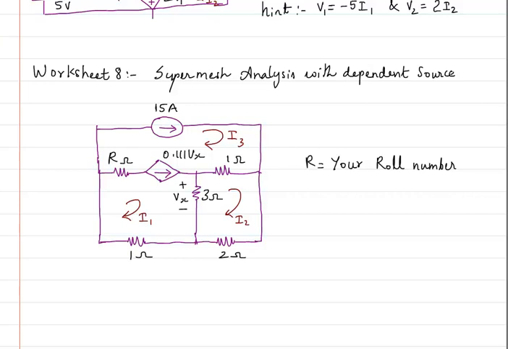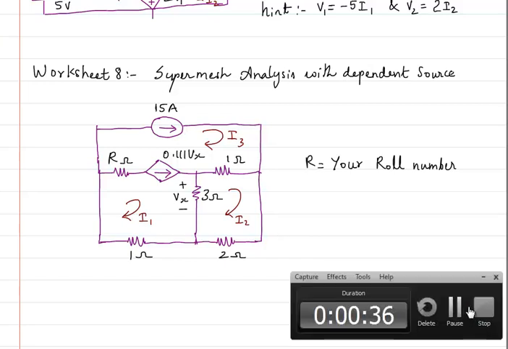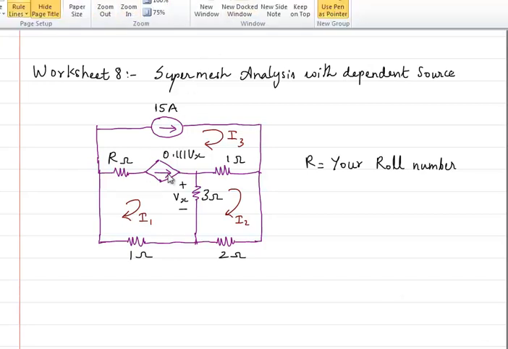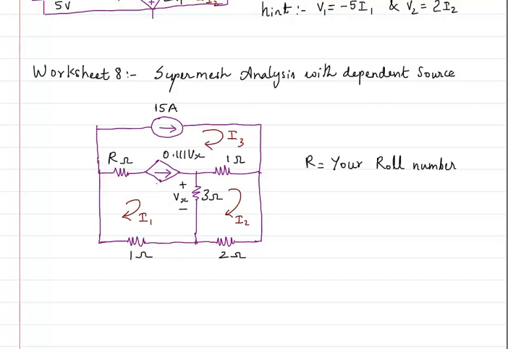Now as we know, we are having a current source here. So here we are having the case wherein we have a current source. Because of which we will have a super mesh coming like this.